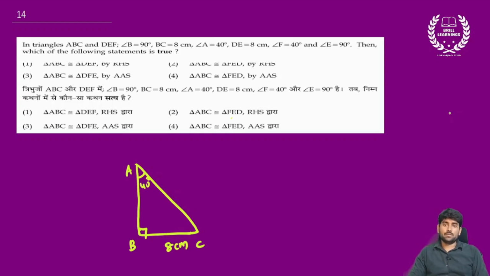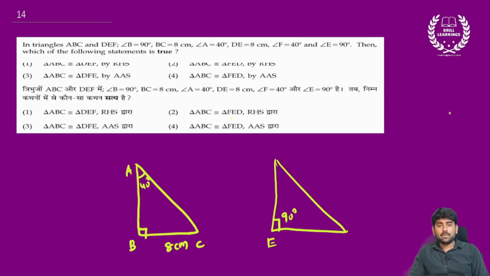This is the first triangle. And now draw the other triangle also. Okay, in this triangle, angle F is 40 degrees, angle E is 90 degrees. So I am placing E here 90 degrees, and angle F I am placing here only 40 degrees. Okay, and they have given DE length. So here also it is 8 centimeter only.